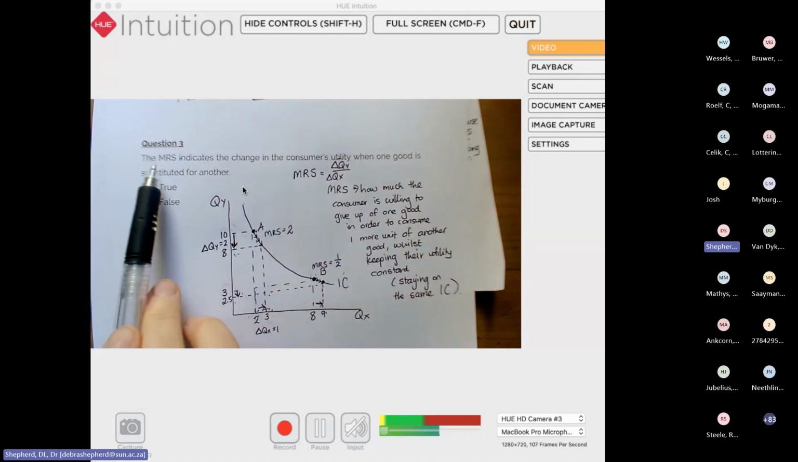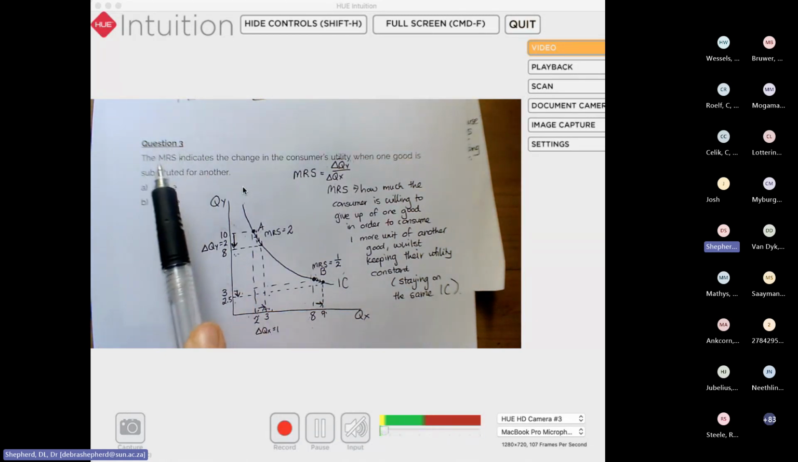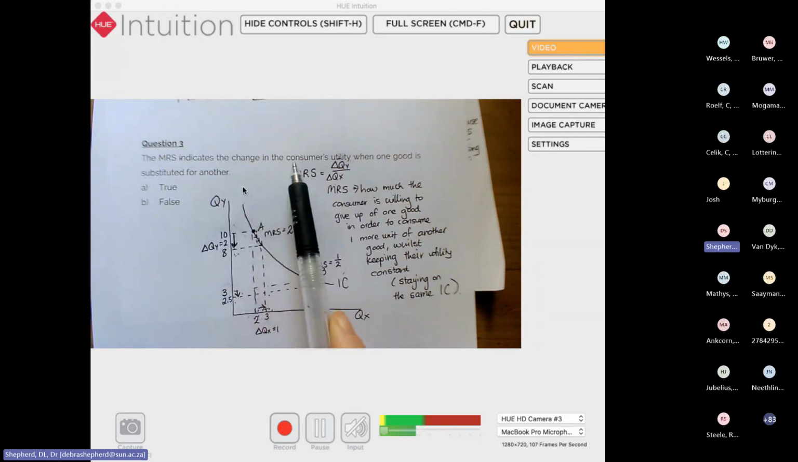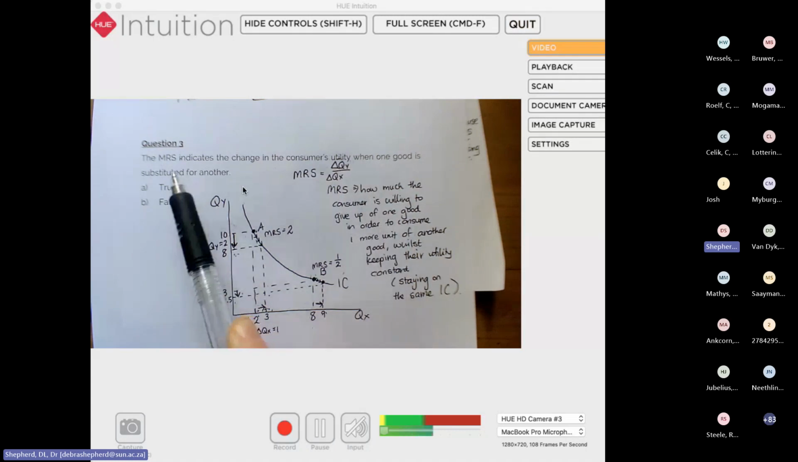Okay, so just going back to the question, what would the answer to question 3 be? The MRS indicates the change in the consumer's utility when one good is substituted for another. Is this true or false?